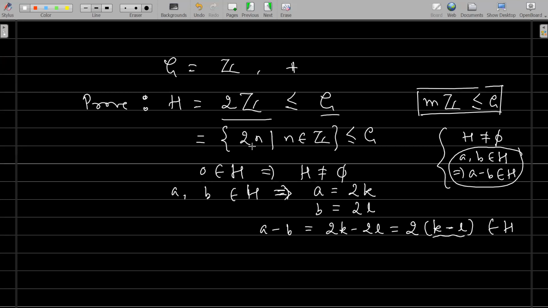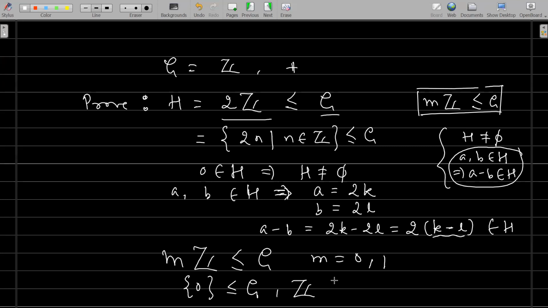Now you see, the role of 2 is essentially just used here, like 2 times K, 2 times L. Instead of that, if you say 3 times K, 3 times L, I get 3Z is a subgroup, 4Z is a subgroup, 5Z is a subgroup, right? So all MZs are subgroups. All of you are convinced? I can have M equal to 0 also, because if I take 0, I get just the singleton 0, and that is the identity. Identity is always a subgroup. If I take M equal to 1, I get full Z, and every group is always a subgroup of itself.